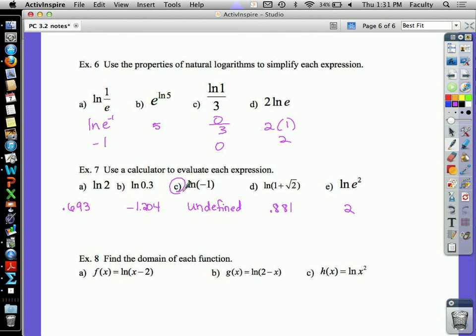I really hope letter C did not push any buttons on your calculator. Okay, ln cannot have 0 or negatives inside it. So when you're done, check the board. I have all 5 of the answers up. Any questions on how you punch things in the calculator? You remember this from last year? Pretty easy. Okay, last example.